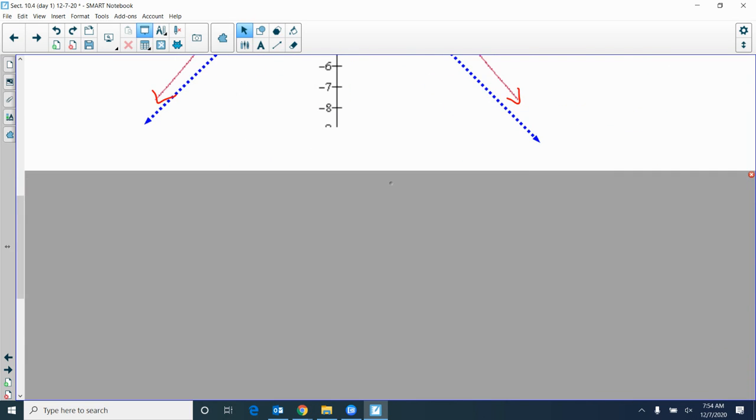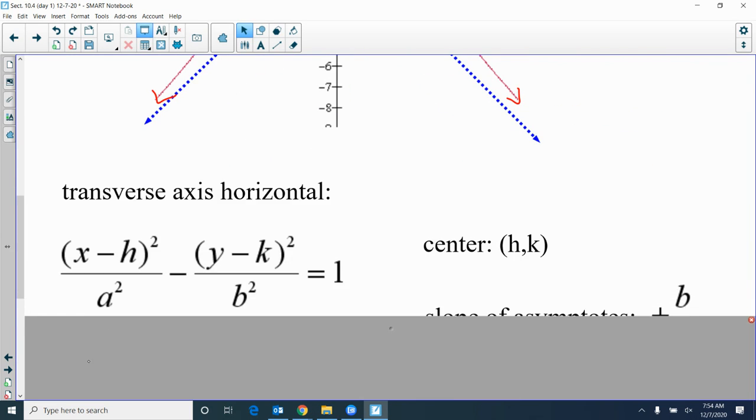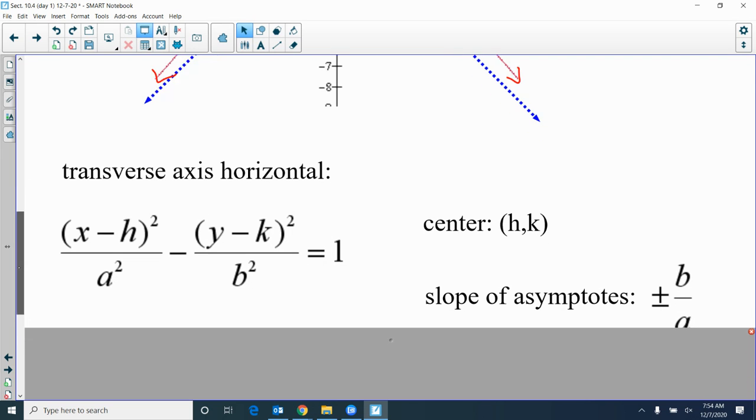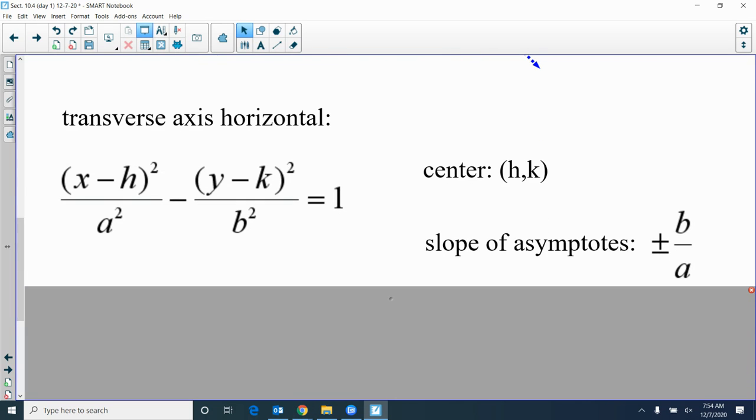Okay, for that. Now, a couple pieces of information here. If your transverse axis is horizontal, like you see the graph right here, it's going to look like this. Now, this has a minus. An ellipse has a plus. That is the big difference. Okay, it will have a minus: (x minus h) squared over a squared minus (y minus k) squared over b squared. a does not have to be the bigger number. a will go underneath the positive piece. The slope of the asymptotes, here's where the b value comes into play, is plus or minus b over a.